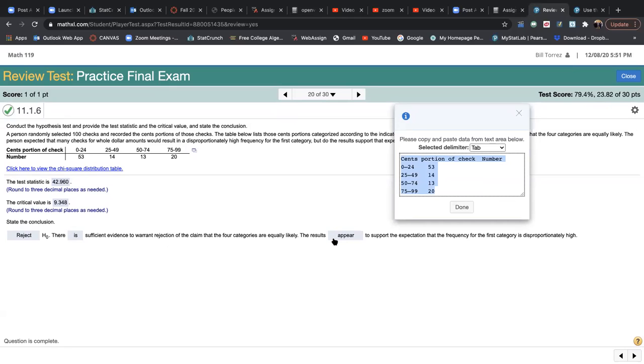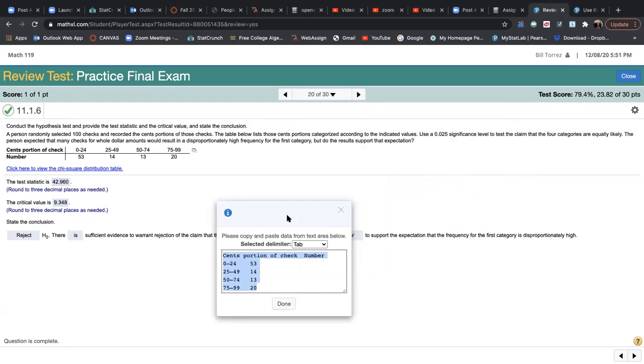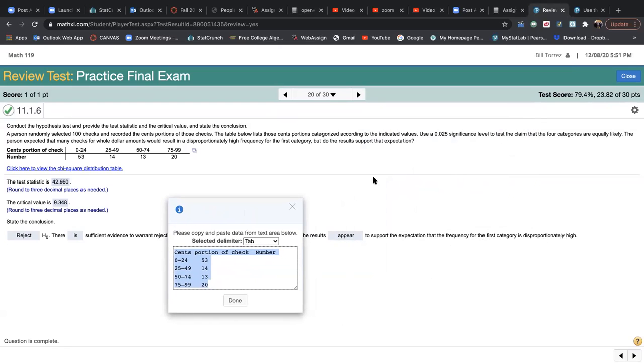All right. And notice the results support the expectation that the frequency for the first category is disproportionately high. Okay. Notice that in the first category, you've got 53 of the 100 checks, more than half, have cents in the category 0 to 24.